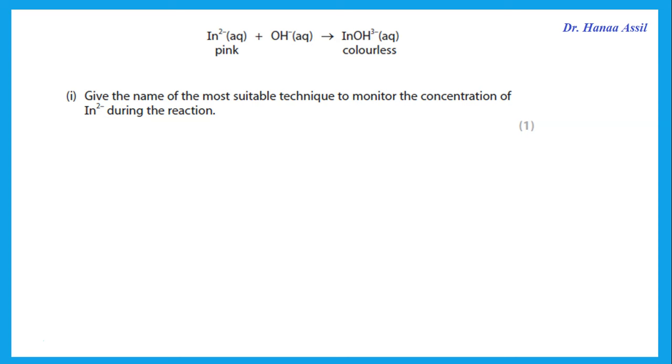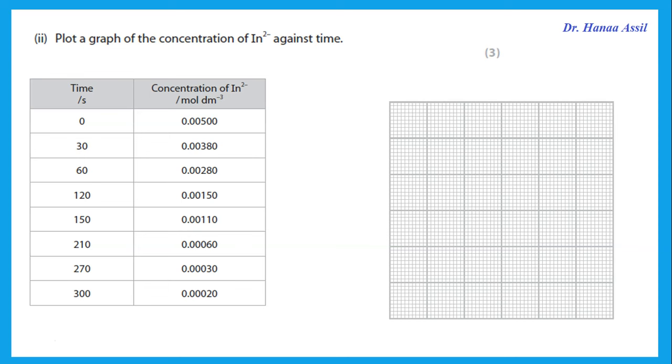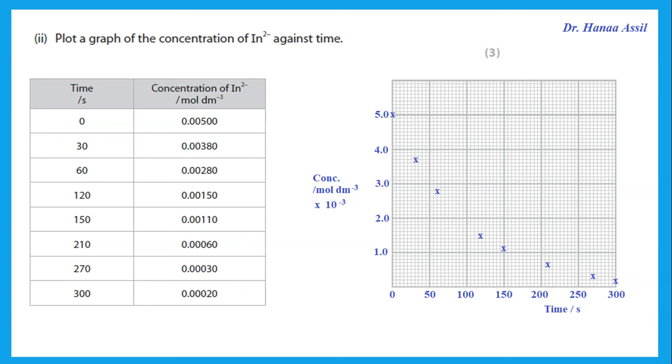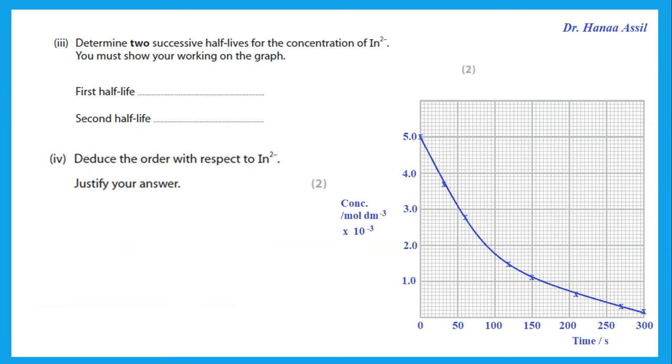When we're trying to track a change in color, we can use colorimetry. Colorimetry is a method of following the rate of the reaction if there is a change in the color of the mixture. Plot a graph of concentration against time. We're given the table. Of course, you label the x and y axis, the time in seconds, don't forget the units, on the x-axis, concentration in moles per decimeter cubed on the y-axis. Distribute the numbers so that you use as much of the graph paper as possible. Plot the points with an X, and this is the kind of graph that you get.